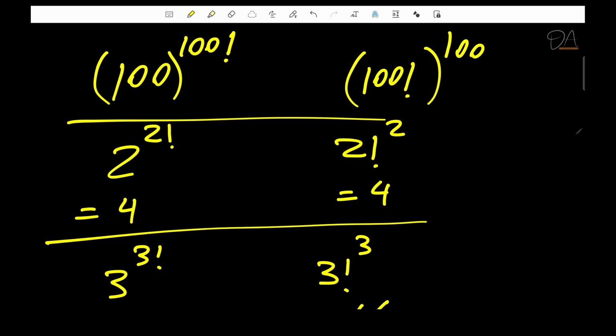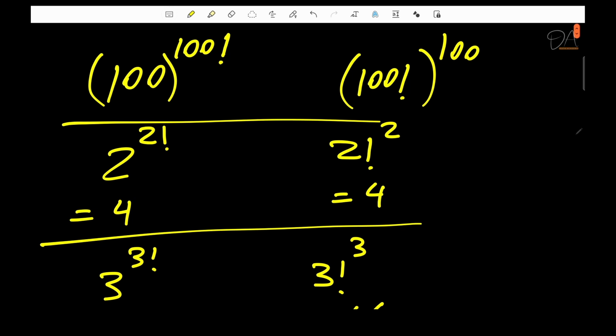So based on this smaller version of the problem, we may suspect that 100 to the power 100 factorial is actually larger. However, we don't know that. We need to prove it or show it in some way. One thing that can help us compare these two numbers is if the base of the two numbers is the same. Here we have 100, here we have 100 factorial. With two different bases, it may not be easy to compare.